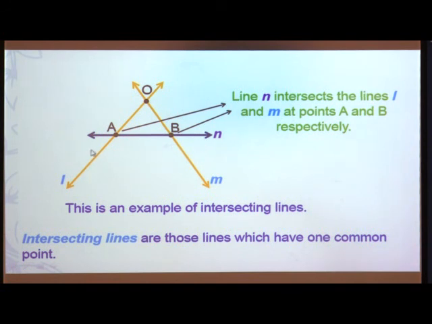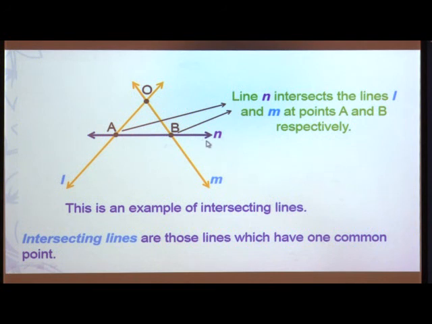Okay. So, let us see first lines L and M. The lines L and M are crossing towards each other and meeting at a point O, which is called the point of intersection. When both lines meet at a common point, the lines are said to be intersecting lines. In the same way, we also have another line which is line N.